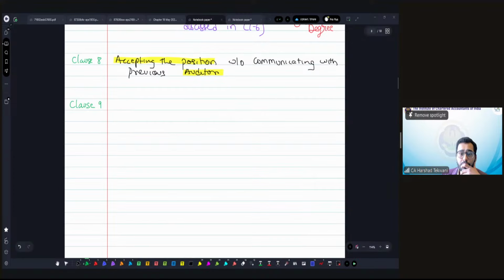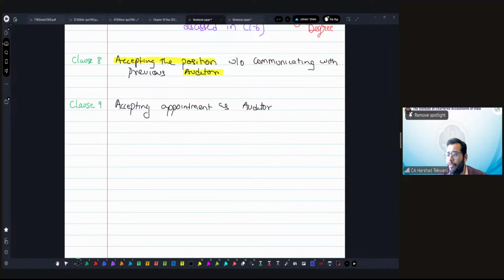What is clause 9? Sir, accepting the appointment as auditor without ascertaining from the section 225 of the Companies Act. Absolutely correct. So I'm accepting the appointment as an auditor, but without ascertaining the requirements of section 139, 140 of the Companies Act. If you do not check the requirements of section 139 and 140, then in that case you will be deemed to be held guilty of professional misconduct.